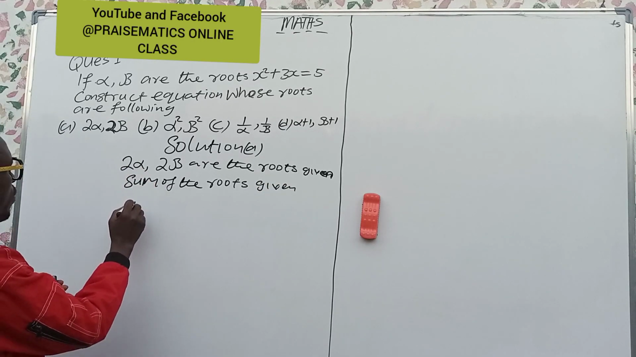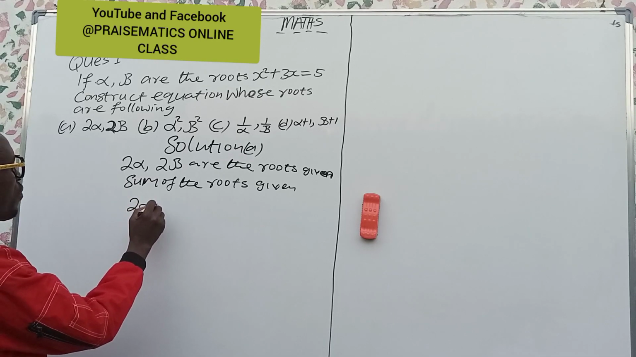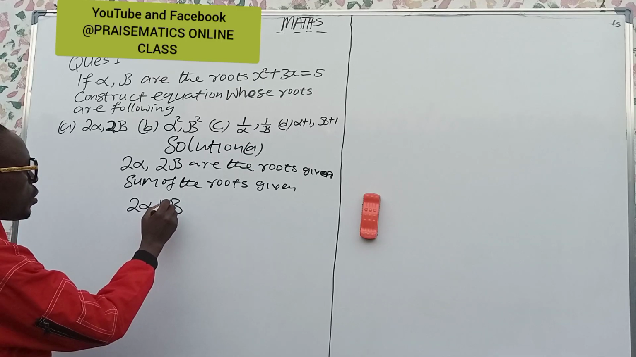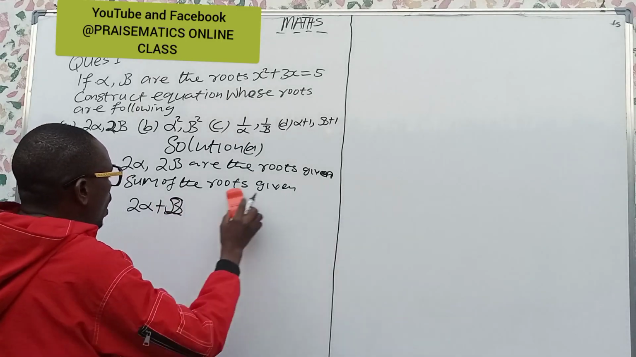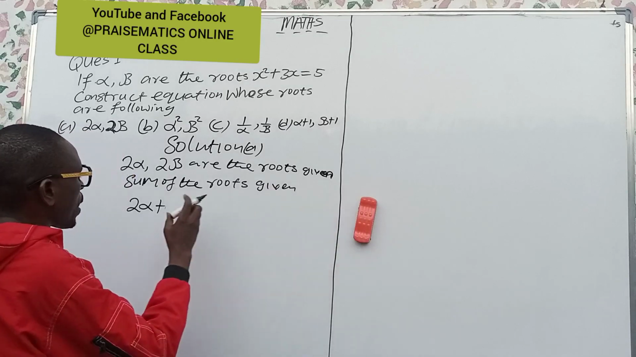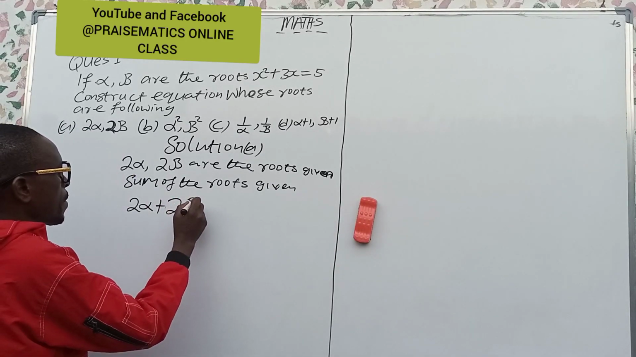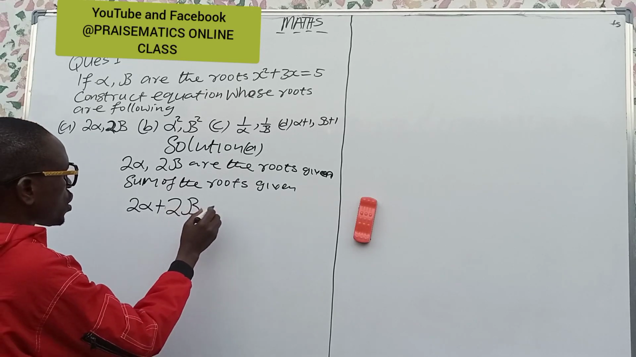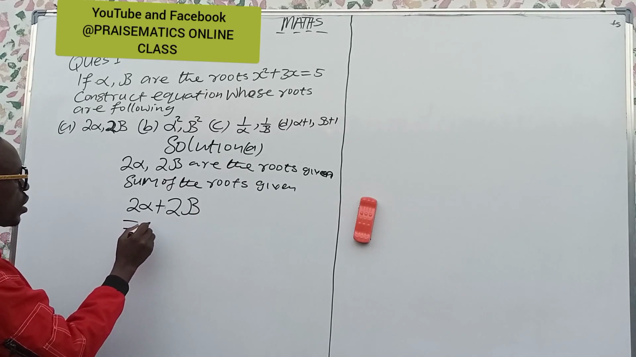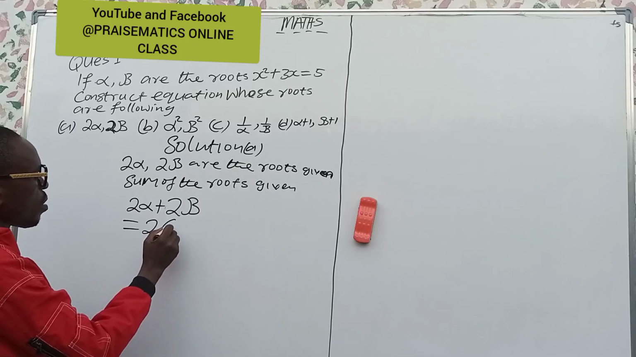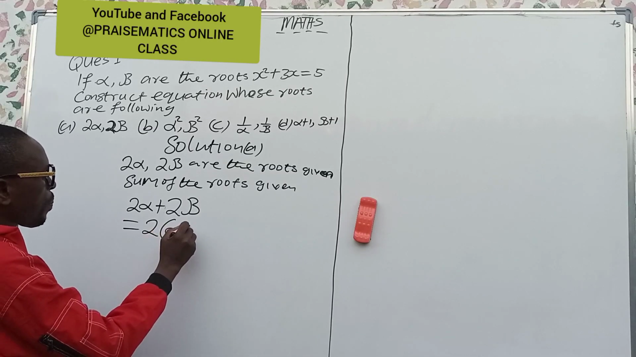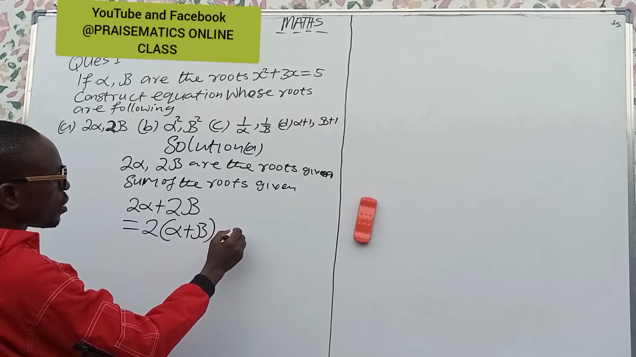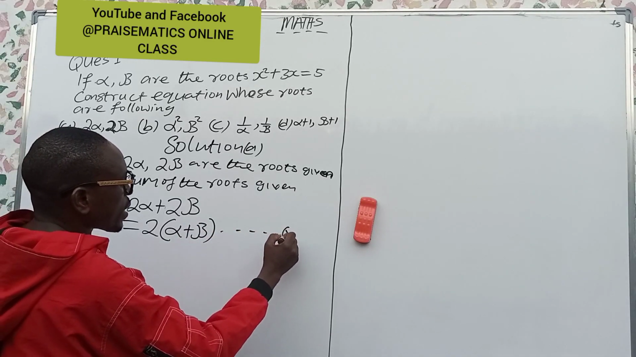Okay, now what is the sum of the roots? We have 2 alpha plus 2 beta, which is 2 into alpha plus beta. Okay, call this equation x.